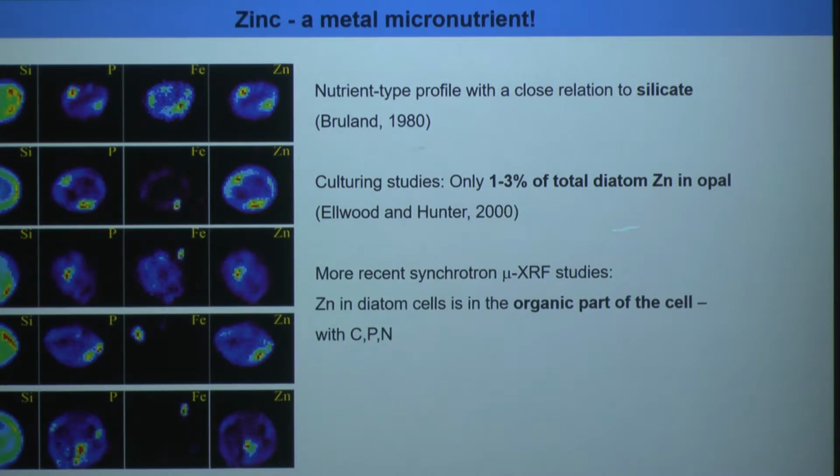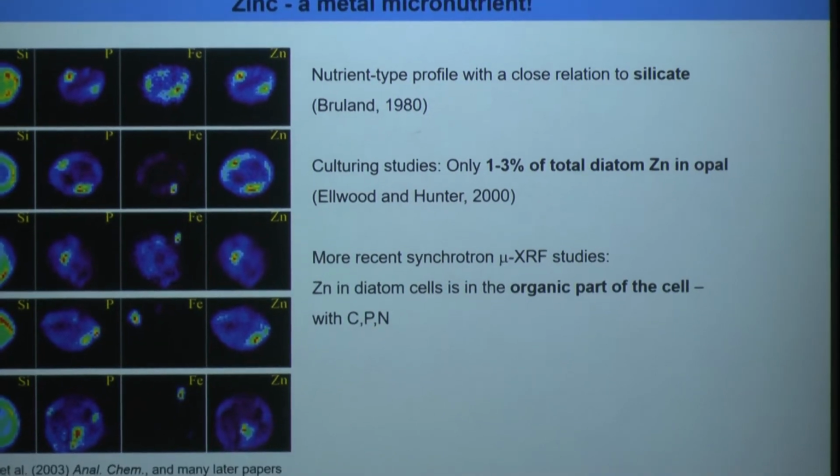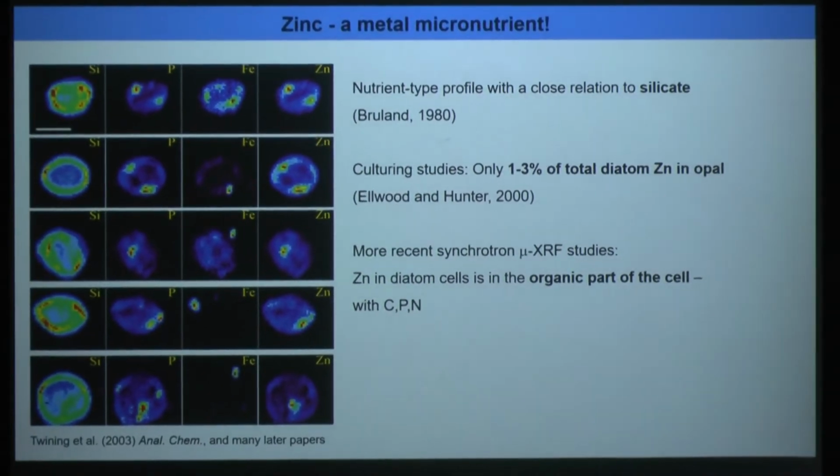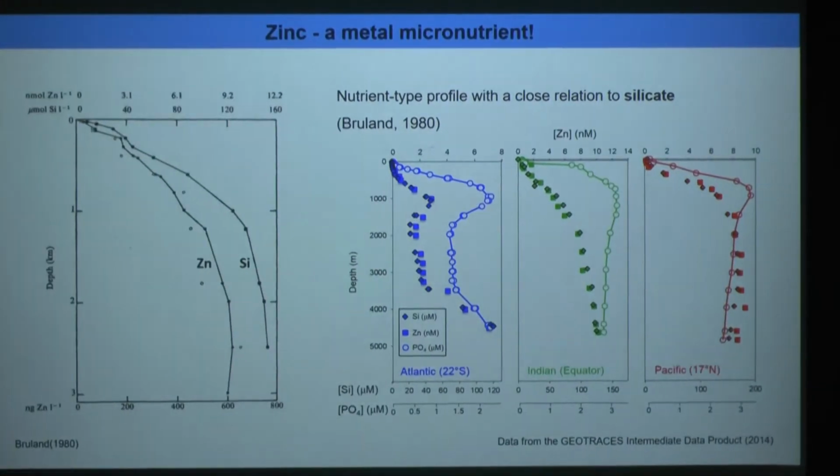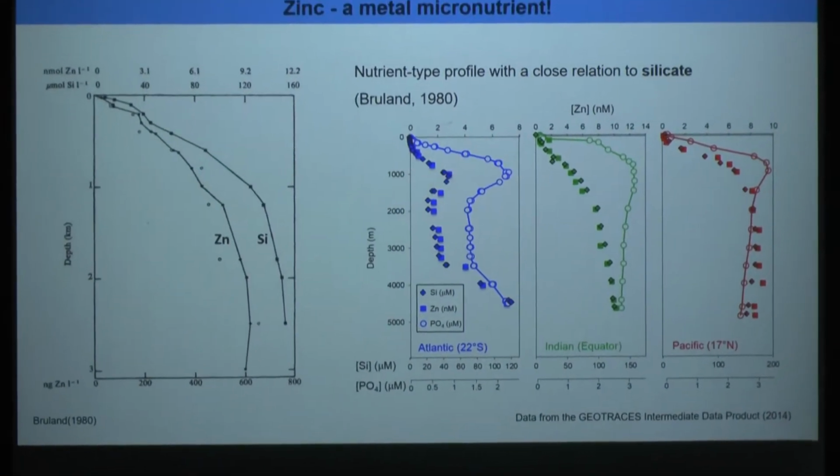So culturing studies then showed that only 1 to 3% of the zinc in diatoms is located in the opals, or in the silicon shell of these diatoms. And then if you look at the synchrotron XRF studies, you could see that the zinc is actually located together with the phosphate. In this one, for example, you can see it shows up in the same spots, while silicon is everywhere else.